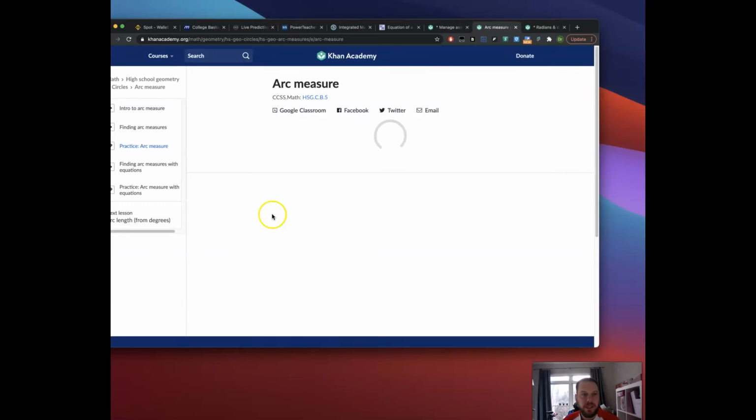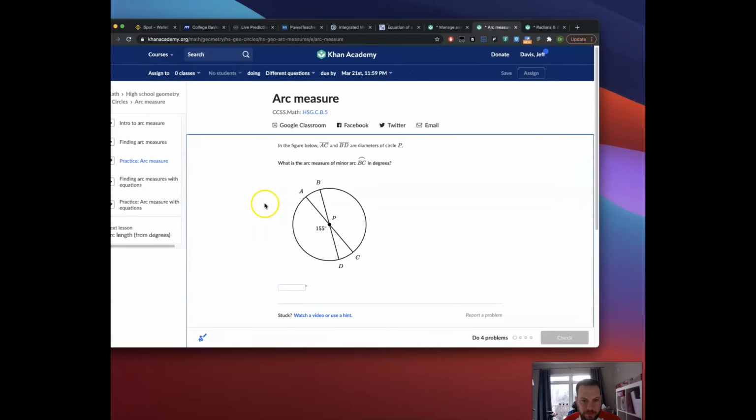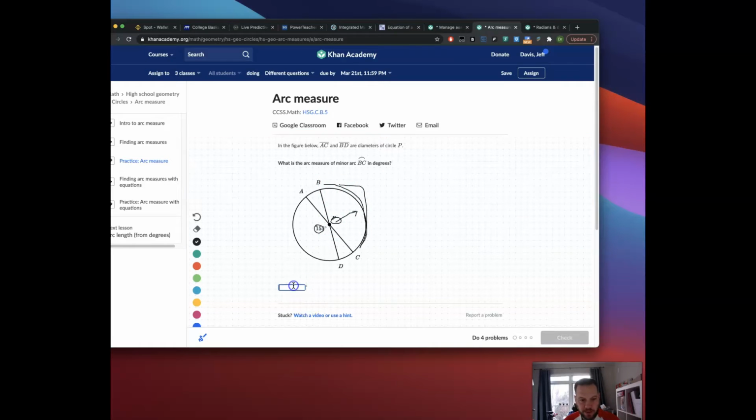All right, let's go through these other three here. So arc measure. Not sure quite what they're going to give you here. We'll figure it out. So AC and BD are diameters, so they go all the way across. Minor arc BC. All right, so we're looking for this distance here. I know this angle is 155, so then this angle is also going to be 155, which represents also this. So it's just 155. There's nothing too tricky there.